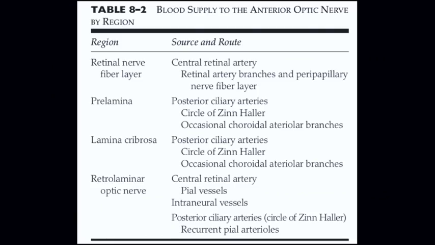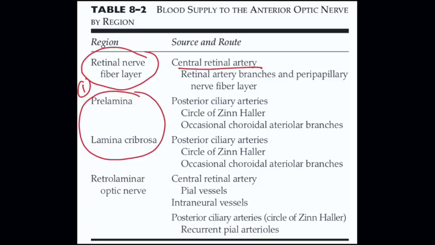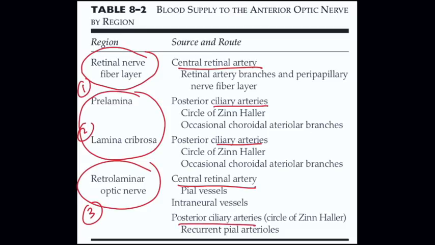So, to summarize, understand this, very important. The retinal nerve fiber layer receives blood supply exclusively from the central retinal artery alone. Okay, that is the first point to be noted. The prelamina and the lamina cribrosa regions receive blood supply exclusively from the ciliary arteries only. Whereas the retrolaminar part of the optic nerve receives blood supply both from the retinal as well as the posterior ciliary artery, as just mentioned in the very first discussion of our blood supply. So this is the blood supply of the anterior part of the optic nerve, or the optic nerve head.